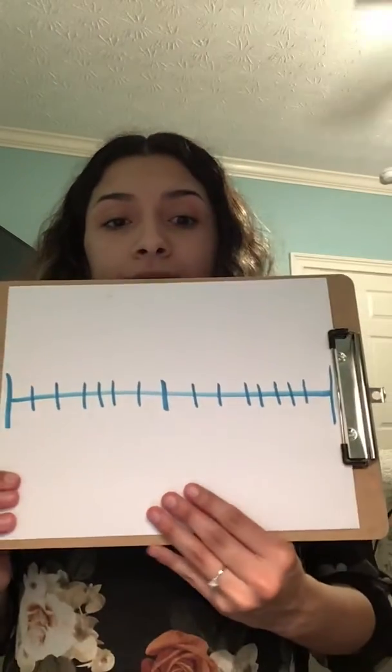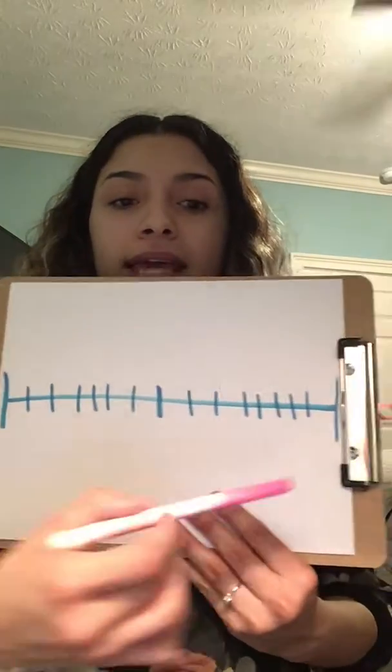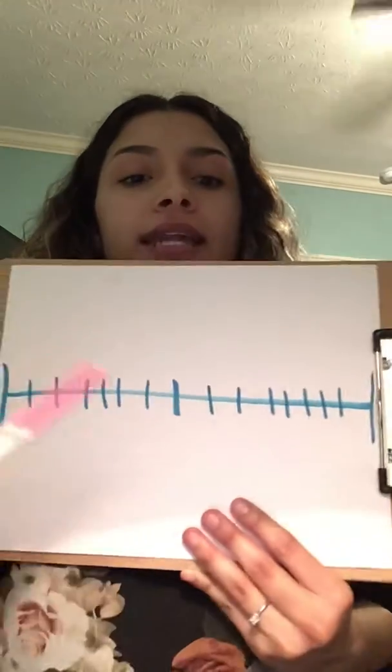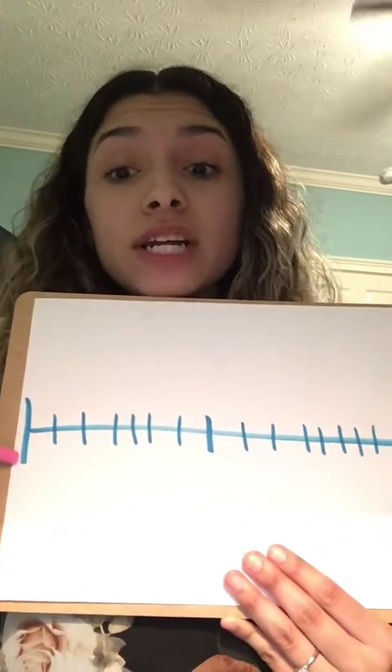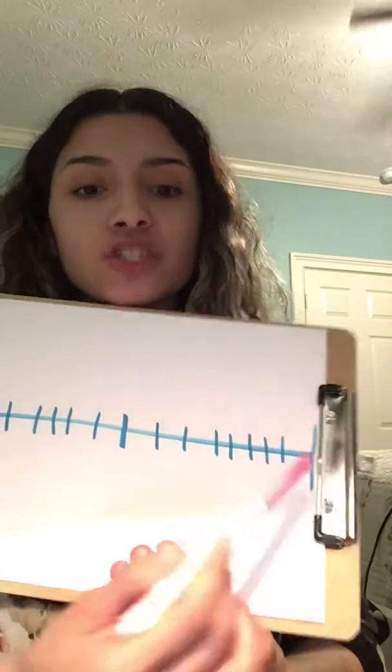So I went ahead and drew my number line. Hopefully you can see it. This is the beginning and this is the very end. Now, again, I don't know what time his soccer practice started, but I do know the time that it finished. So I'm going to write 7:15 p.m. at the very end of my number line because I know that's the time that his soccer practice ended.